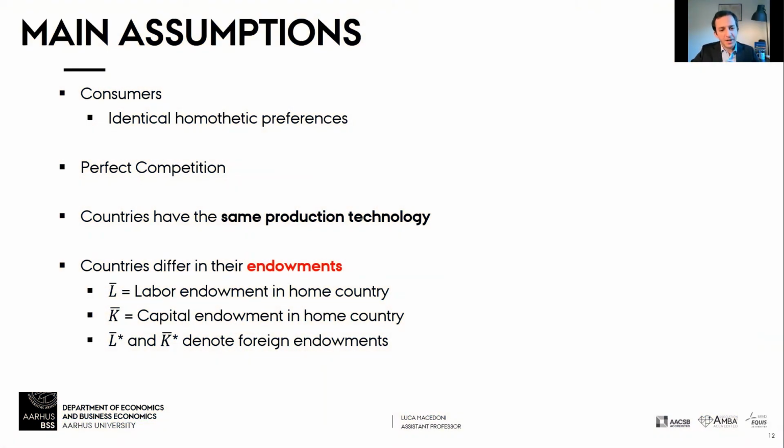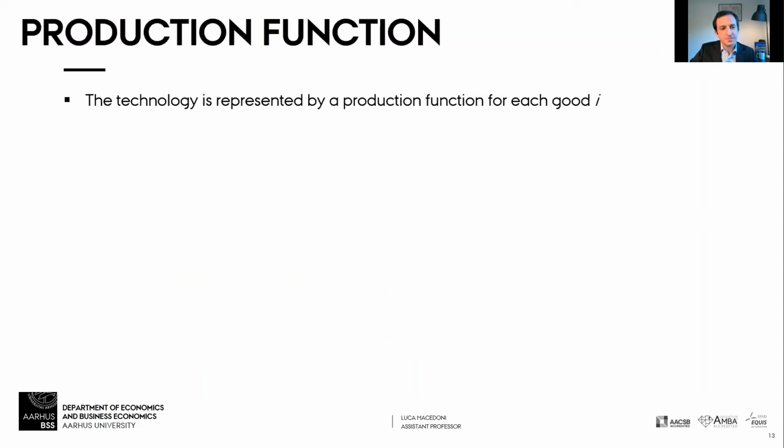So L bar is going to be the labor endowment in the home country, how many workers the home country has, and K bar is the capital endowment in the home country. And L bar star and K bar star are the foreign endowments. Now, the technology is going to be represented by a production function, which is going to be slightly more sophisticated than the one we saw in the Ricardian model.